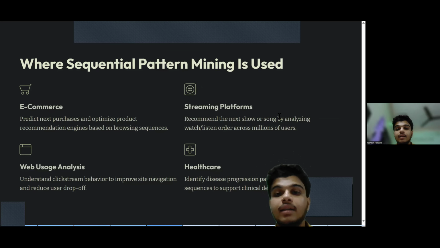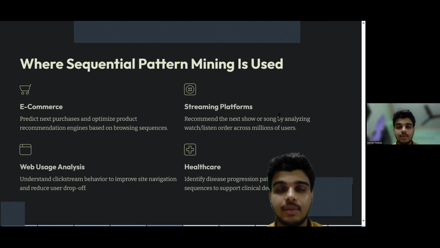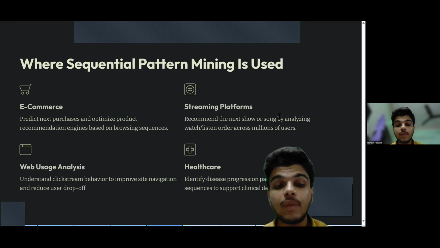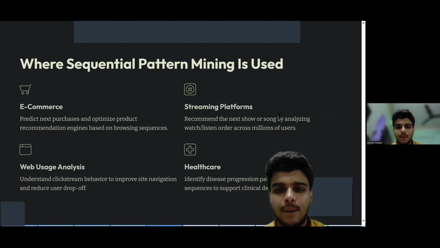In healthcare, it can identify patterns in symptoms or treatments over time. It identifies progression patterns in sequences to support clinical decisions. And it's also used in financial analysis to detect fraud patterns. So overall, it plays a crucial role in decision making and predictive analysis.